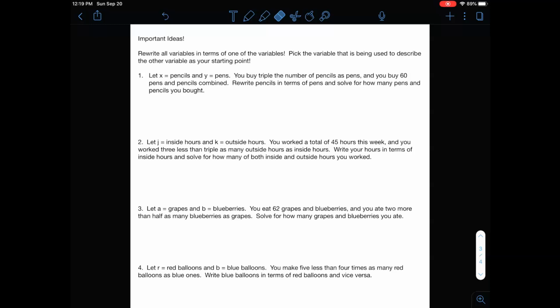Okay? These are important ideas. Rewrite all variables in terms of one of the other variables. Pick the variable that is being used to describe the other variable as your starting point. Number 1 says, let x equal pencils and y equal pens. You buy triple the number of pencils as pens, and you buy 60 pens and pencils combined. Rewrite pencils in terms of pens and solve for how many pens and pencils you bought. Okay, go ahead and pause the video and give this one a try.